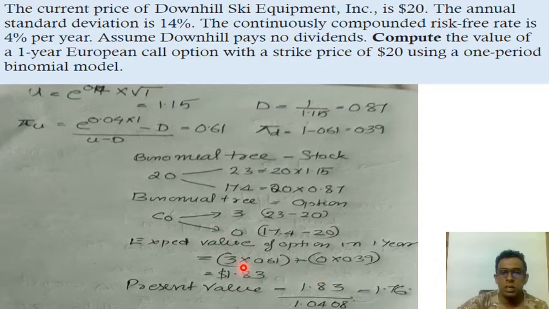So we'll discount it back to year 0, which is 1.83 divided by e raised to 0.04 into 1, which is 1.0408, which gives us 1.76. So the present value of the call option today is 1.76. This is how we value using the risk neutral model, which is pretty straightforward.